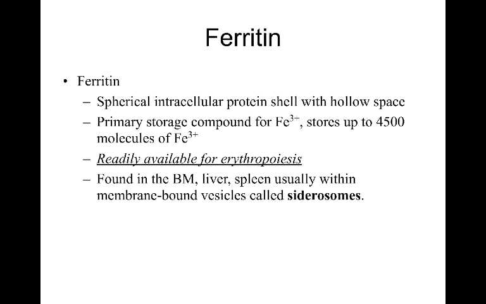We store ferritin mainly in the bone marrow, liver, and spleen. Inside the bone marrow cell, inside the liver cell, and inside the cells of the spleen, we have a vesicle. It's called a siderosome, and it contains ferritin. If ferritin doesn't contain iron, we call that ferritin apoferritin.